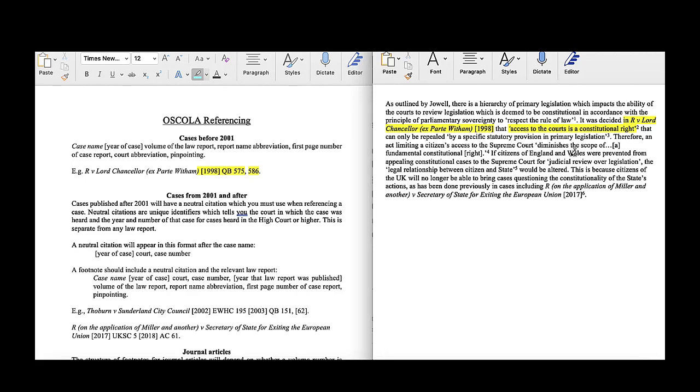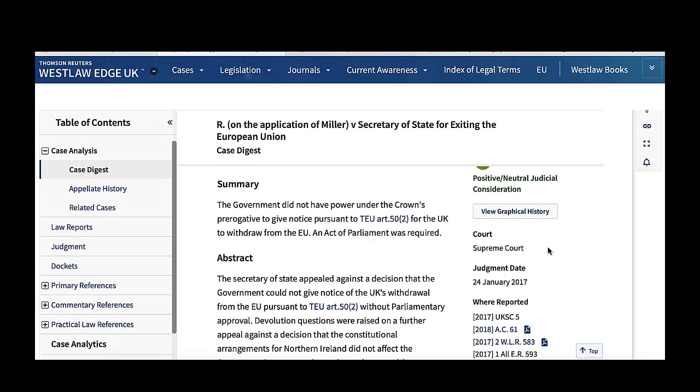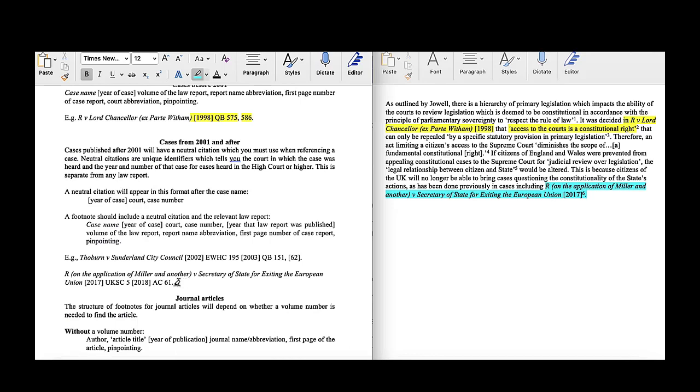The next case stated in this paragraph is R (on the application of Miller and another) v Secretary of State for Exiting the European Union. As this case was decided after 2001, it will take a different form to the reference in R v Lord Chancellor. To reference this case, you must first locate the case on WestLaw to find its neutral citation. Here the neutral citation is [2017] UKSC 5, as the case was heard before the UK Supreme Court. This comprises the first part of the footnote.